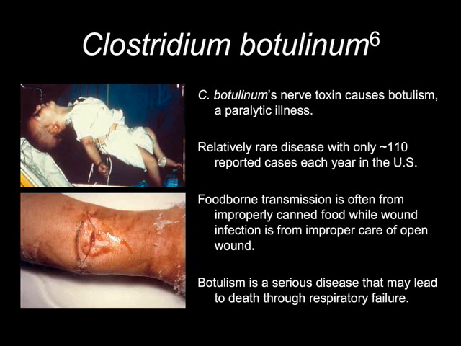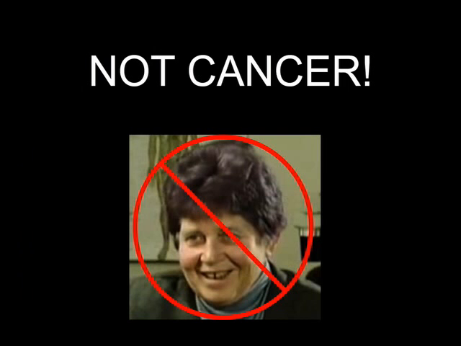Clostridium botulinum. C. botulinum's nerve toxin causes botulism, a paralytic illness. It's a relatively rare disease with only about 110 reported cases each year in the United States. Foodborne transmission of botulism is often from improperly canned food, while wound infection is from improper care of opened wounds. Botulism is a serious disease that may lead to death through respiratory failure, but it is not cancer.